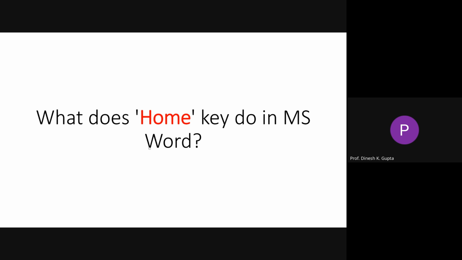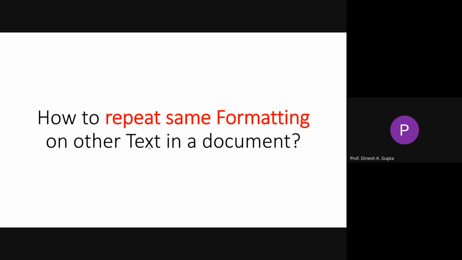My next question is how to repeat the same formatting on other text in a document. Suppose I have formatted some text like bold, italic, underline, color change and all that, and I have to repeat the same formatting at other places in the document. How can we do that? Anybody? Okay, there is one answer. Using format painter, correct. Through HTML, wrong. I'm talking about Word, not HTML.